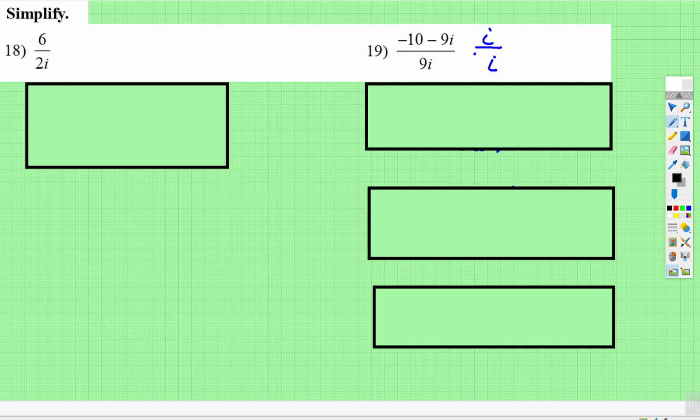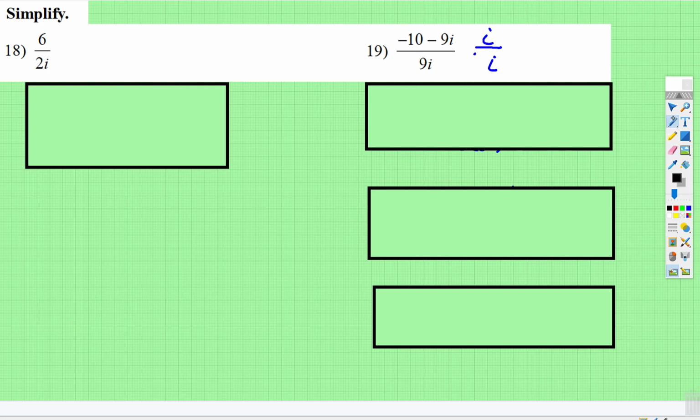Okay, sometimes we have to simplify numbers that have the imaginary i involved. Well, remember, just like when you're simplifying a fraction that has a radical, you can't have a radical in the denominator. It doesn't matter what the number is here, but you can't have a radical in the denominator. It's called rationalizing the denominator.